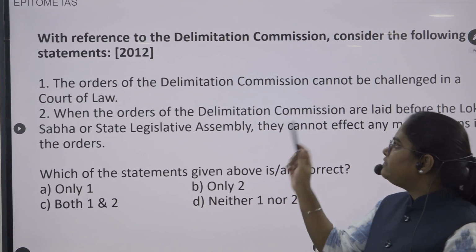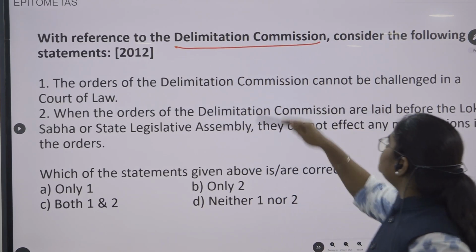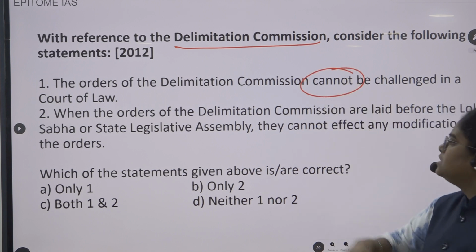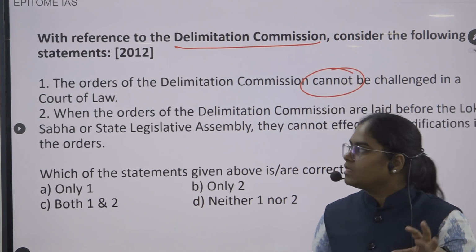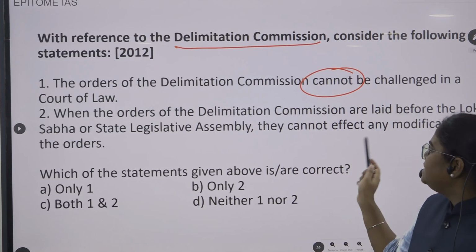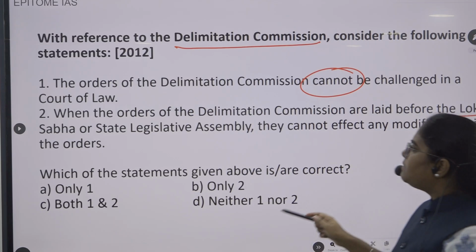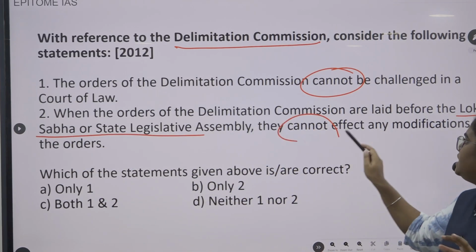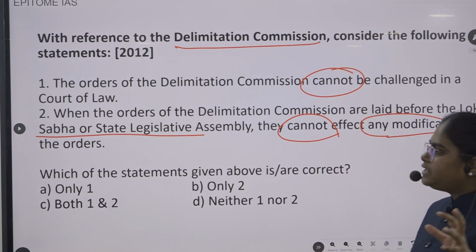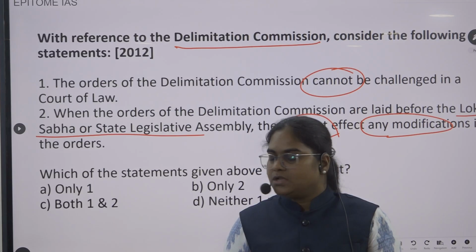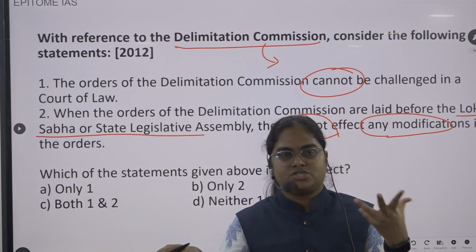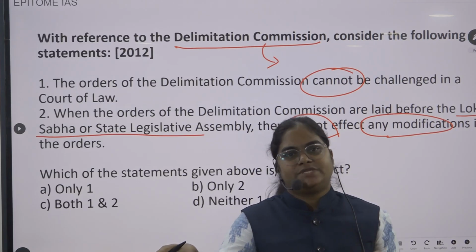Next question, with reference to delimitation commission, consider the following statements. Statement 1, the orders of the delimitation commission cannot be challenged in any court of law. Statement 2, when orders of the delimitation commission are laid before Lok Sabha and the state legislative assembly, they cannot effect any modification in that particular order. Okay, so first of all, tell me what is the function of this delimitation commission? What is the purpose of this delimitation commission?